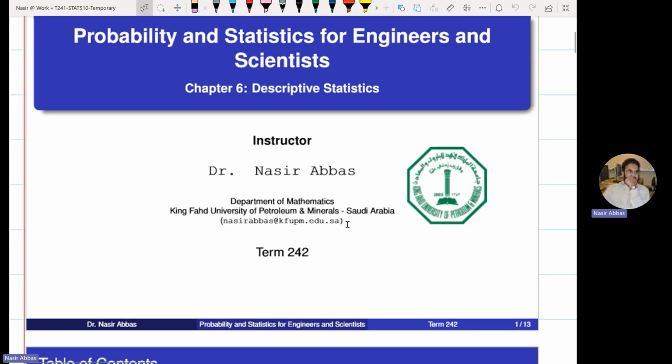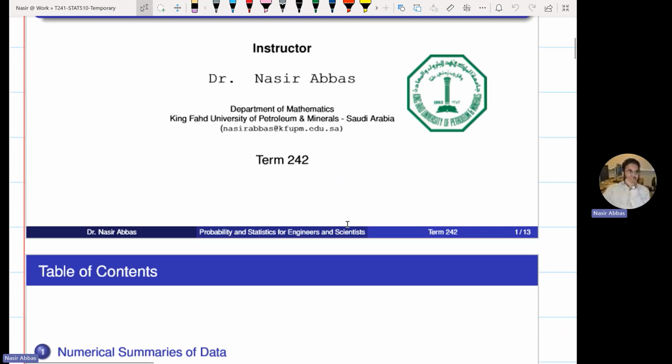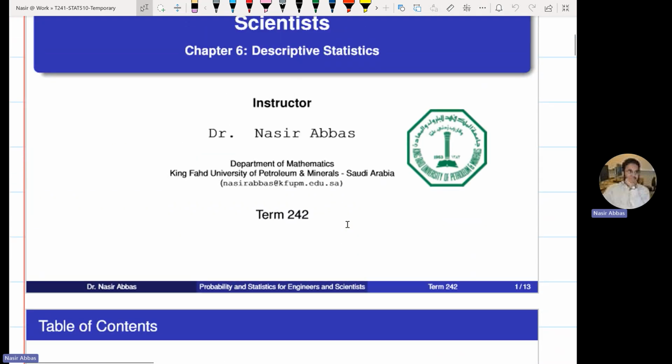So the chapter is basically descriptive statistics. The word descriptive comes from describing. So you describe the data. Now, when you are describing the data, you can describe many aspects of the data. You can describe the center of the data. You can describe the variation in the data. You can describe the skewness of the data. You can describe the kurtosis of the data. There are many ways of describing the data.